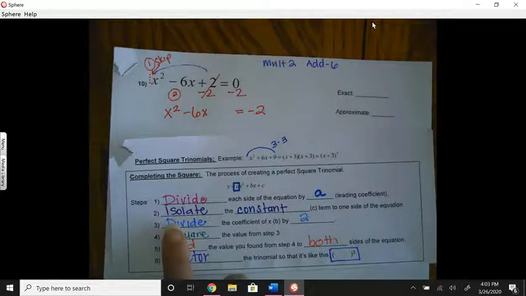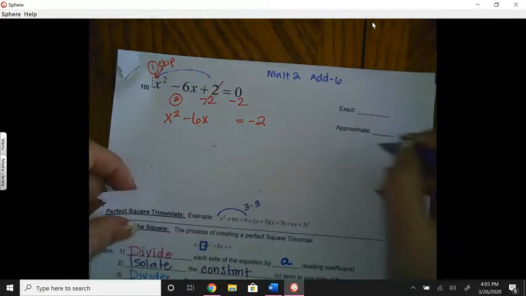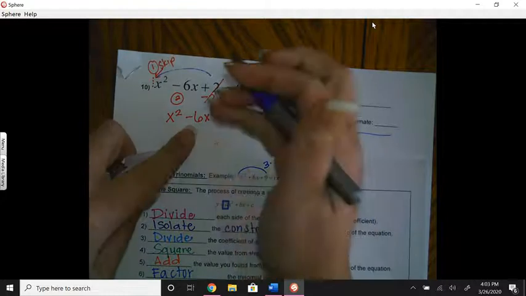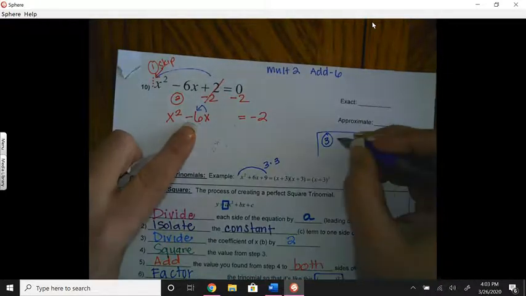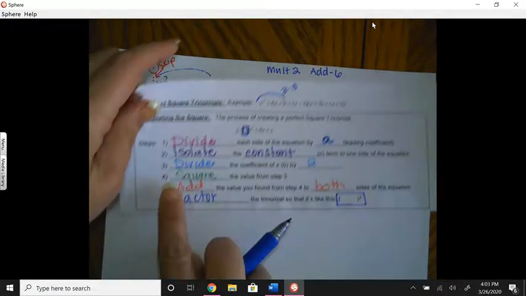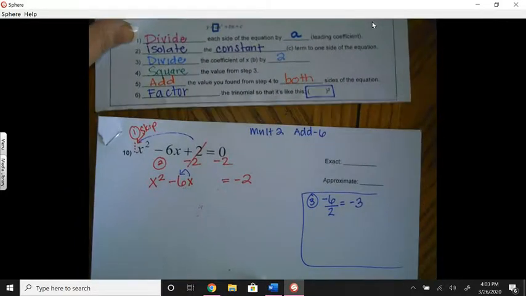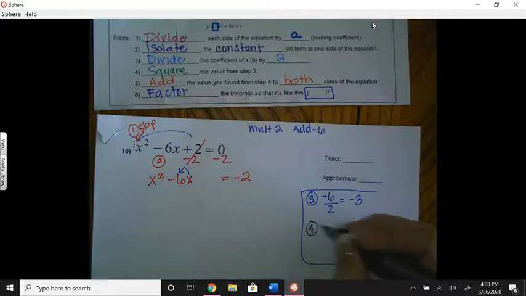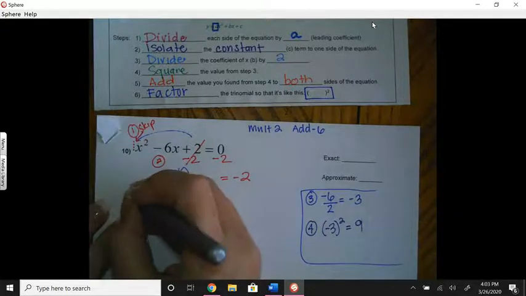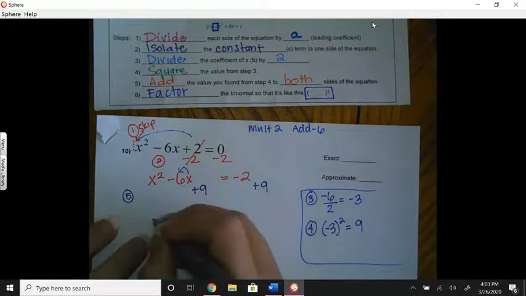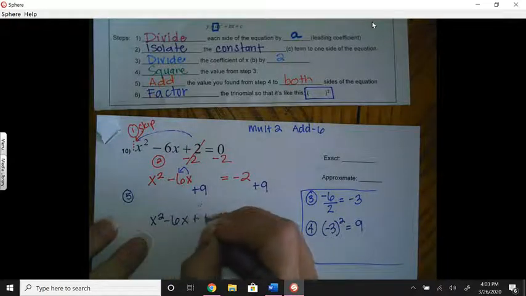Then step 3, I'm going to do that in the corner of my paper on the side here. Step number 3, I want to divide the number in front of the x, so this number right here, the negative 6, I'm going to divide it by 2. And then step 4, we're going to go ahead and square that number there. So we're going to take the negative 3 and square it. And that would be 9. And then step 5, we're going to add that 9 to both sides. Now we have x squared minus 6x plus 9 equals 7.